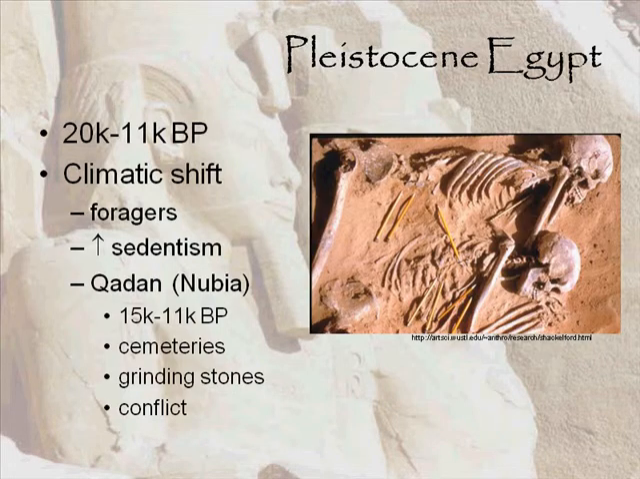The best evidence from this particular time frame comes from a series of sites called the Khadan sites in Nubia. So this is going to be kind of south of what we think of as Egypt today. And these date from 15,000 to 11,000 years ago. Some of the defining characteristics are grinding stones, which indicates a changing relationship with plants. We also find axes and hoes, and we also find cemeteries.